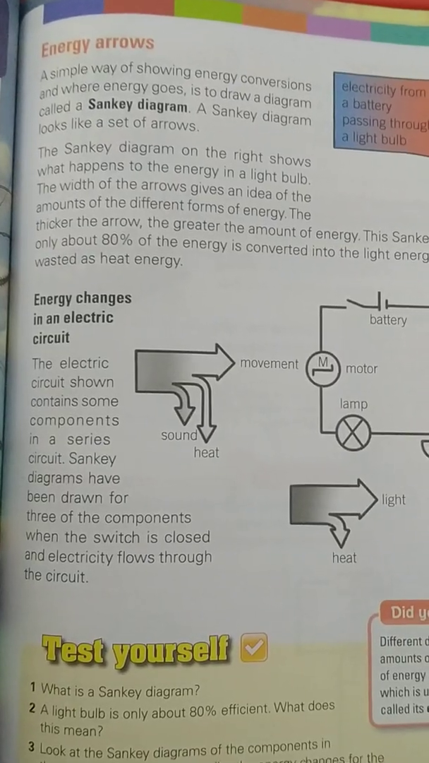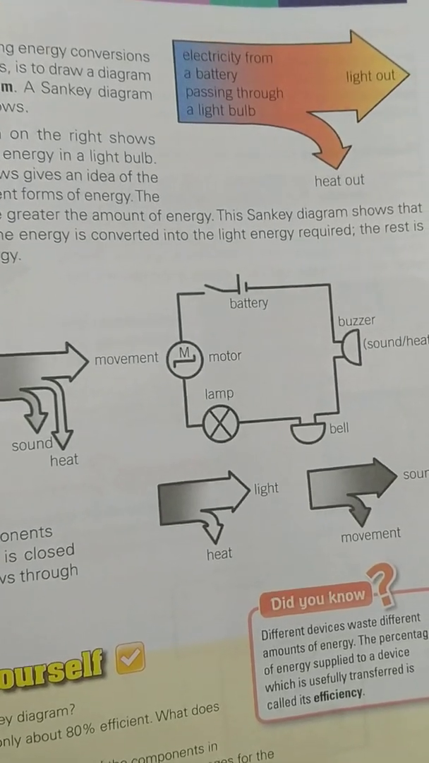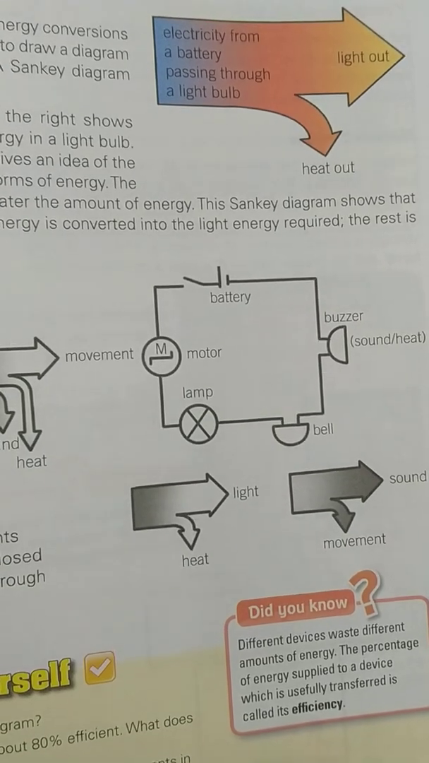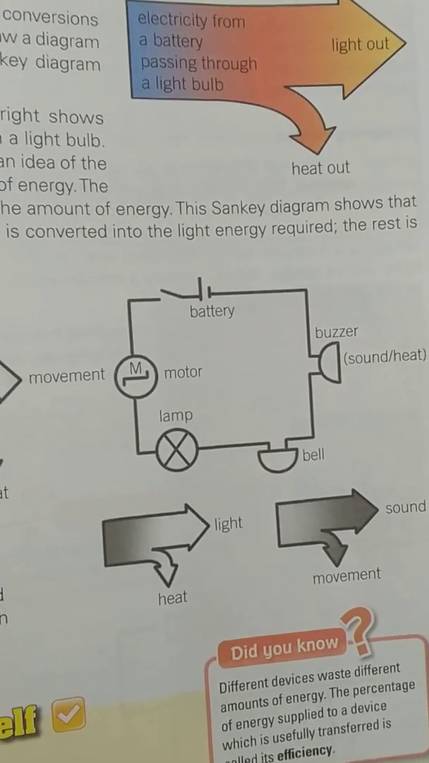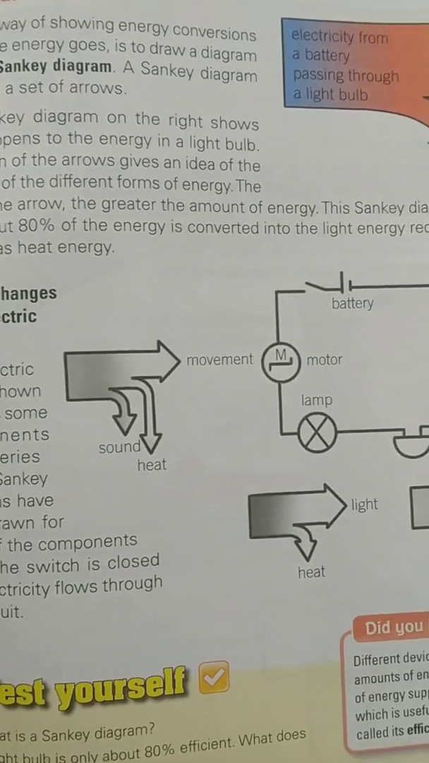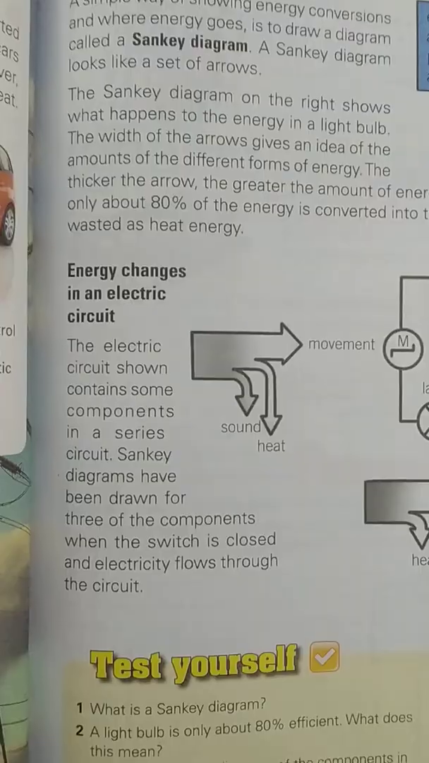Then we talked about the Sankey diagram. This Sankey diagram shows how electrical energy is converted into light energy and how some of it is wasted in the form of heat energy. Around 80% of the electricity is used and about 20% is wasted as heat energy. In this diagram, it is shown how energy changes into different forms.